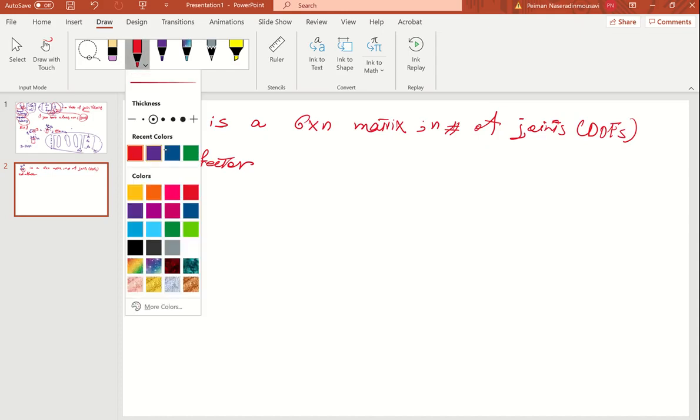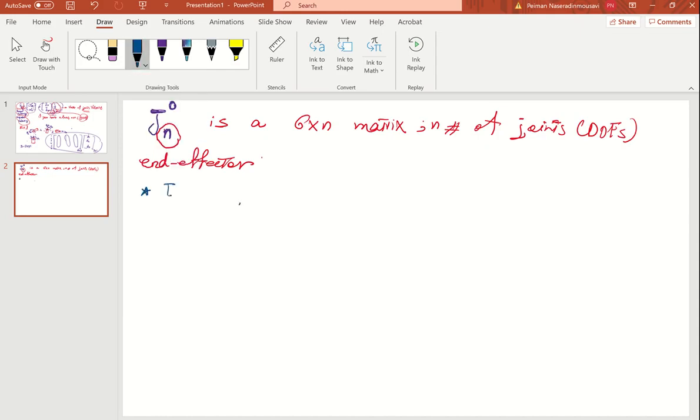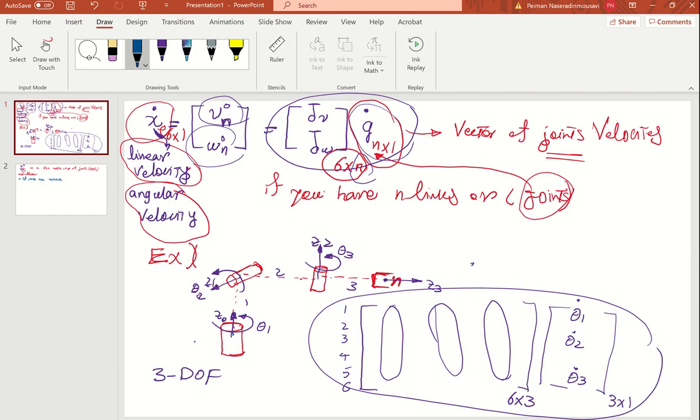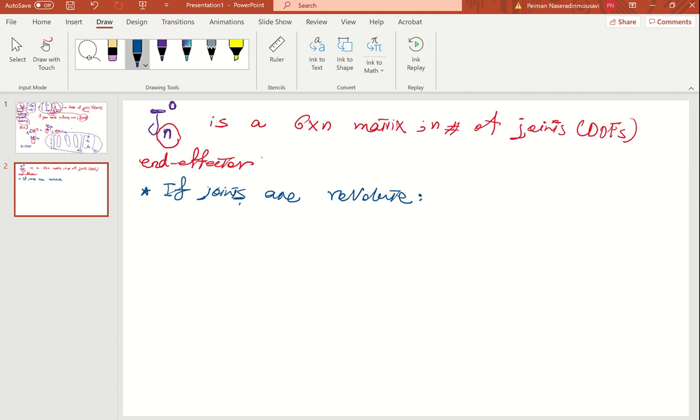Now we have some rules. If the joints are revolute, like this one, these are revolute joints, the Jacobian of each joint is calculated by this formula, guys: z of i minus 1 cross the position of the end effector with respect to the base minus the position of link i minus 1, O of i minus 1. That's right, for joints. So z of i minus 1.